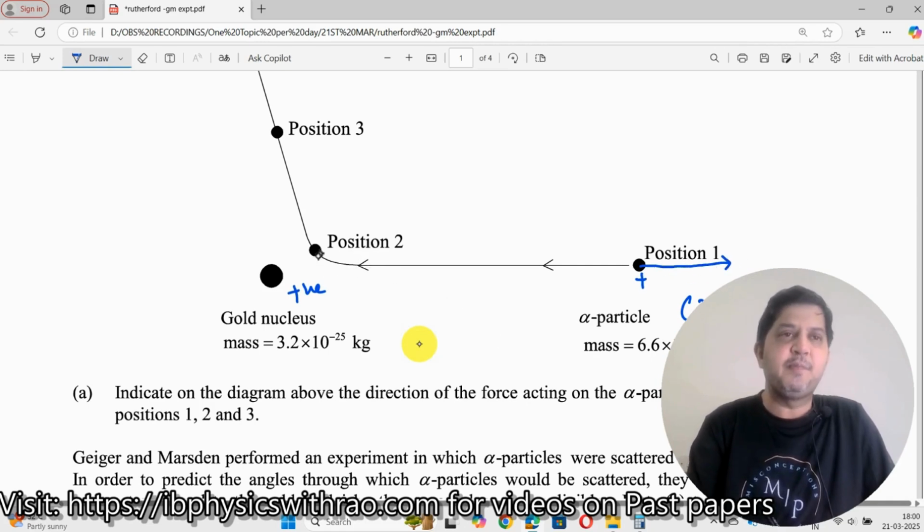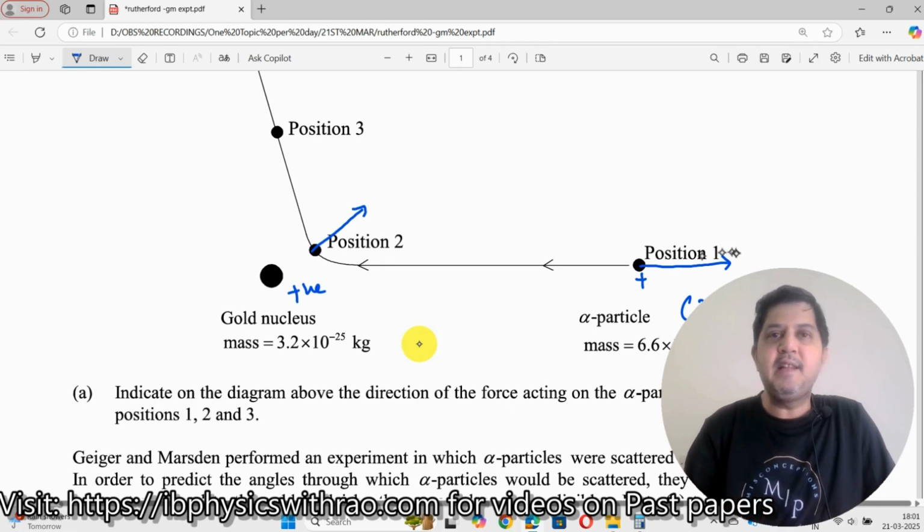Now let us look at this point. Where is the repulsive force? It acts along the line joining the 2 particles. Here also you see the line joining the 2 particles. So what happens to the alpha particle? It is getting repelled away like this. If it is getting repelled away, then what prevents it from going straight like this? Because it already has a velocity, so it takes a direction like this over here.